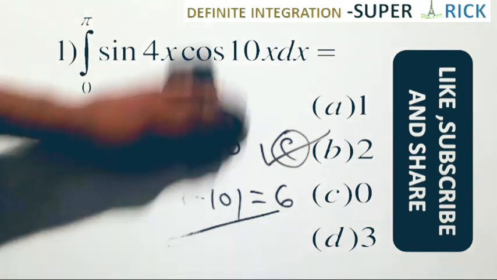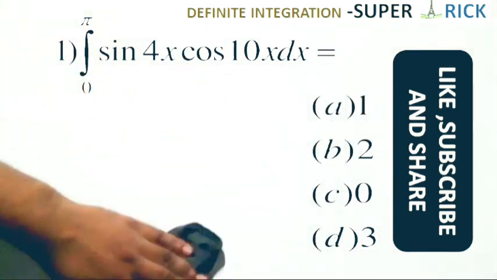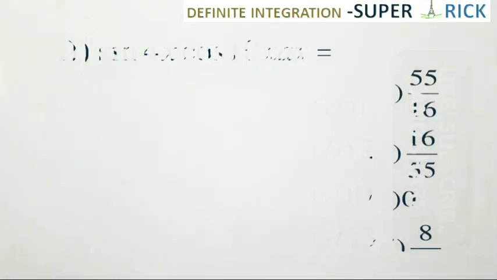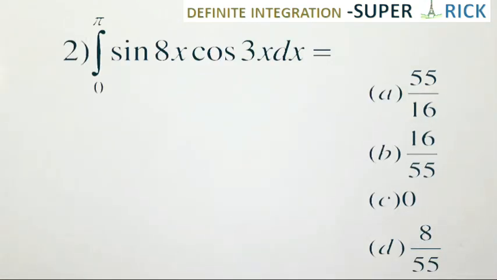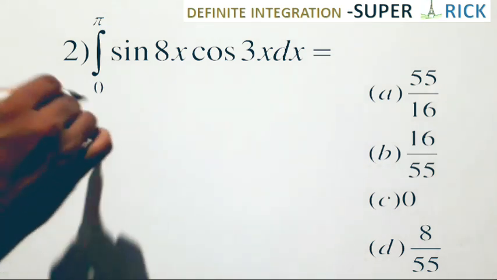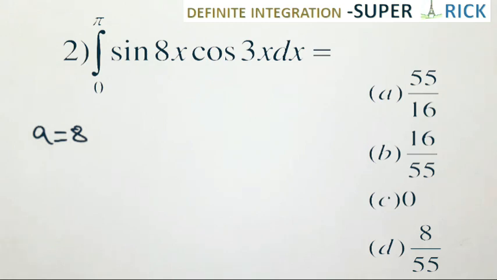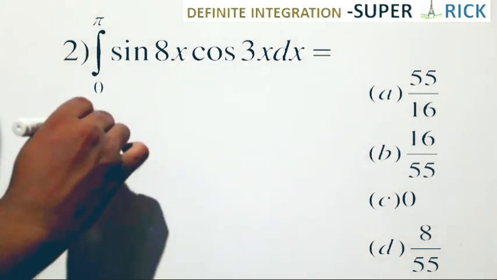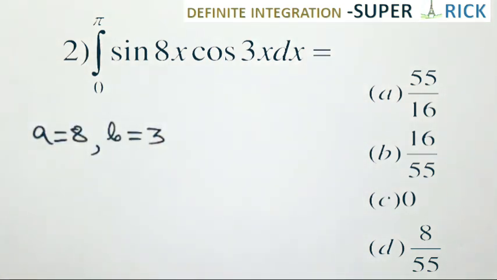Now going to the next question. Here it is. What will be the value of the integration from 0 to pi of sin 8x into cos 3x dx? So here, what is the value of a? You can see that the value of a is 8. And what is the value of b? We can see that the value of b is 3.